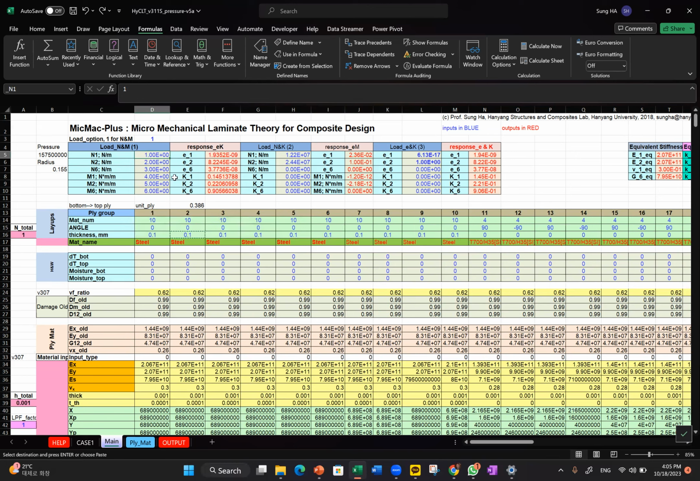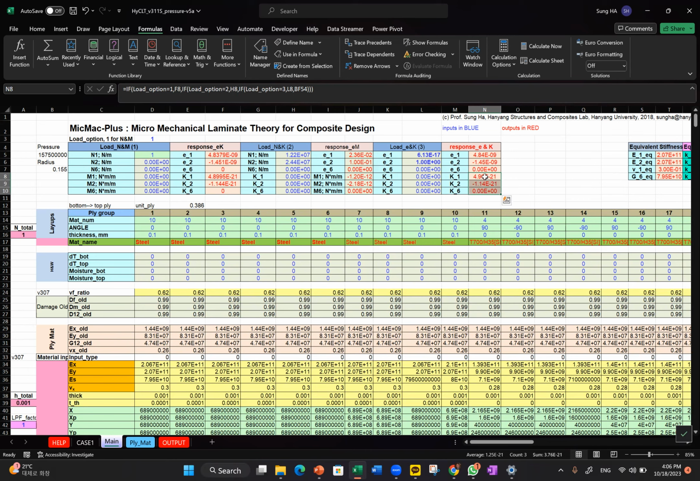Then also we apply only 1 Newton, and others, let's say 0, 0, 0, 0, 0, only in plane load. And in this case, as you can see, we have a strain in one direction and in two direction and no shear strain. And well, this 10 to the minus 21 is a 0. It's just a numerical error.